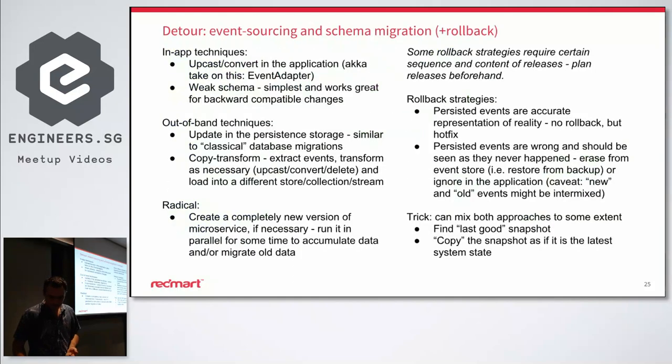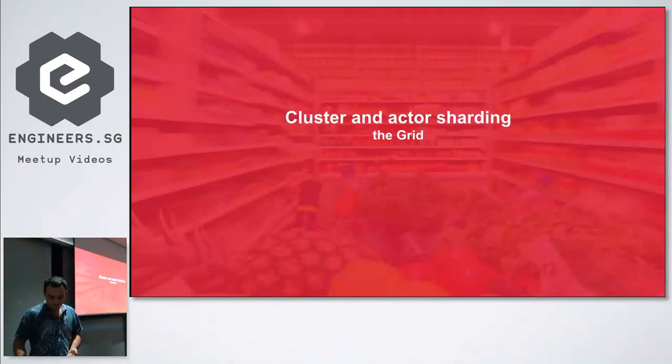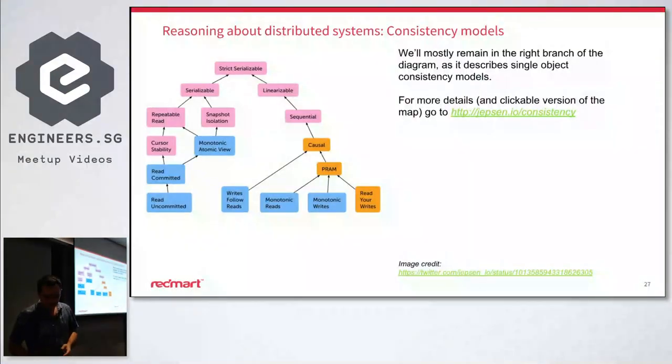All right. So, cluster and sharding. This is the slide about the consistency model. What we need to look at here is that there's a link to this entire thing with a clickable map with all the deep explanations about the consistency models. The right branch talks about single object consistency. The left branch is more of a transactional one.